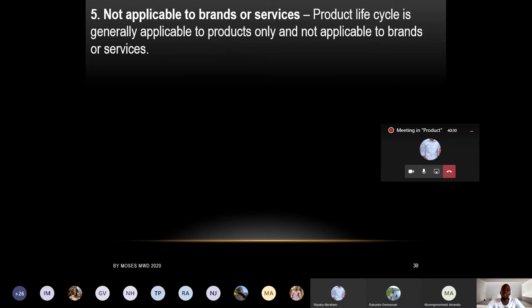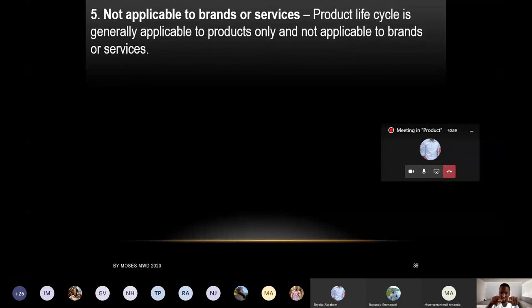So brands, mostly the multinational companies, most of the time the product life cycle doesn't work on them. You find out that even in the introduction stage, they can still make more sales, rapid ones. And actually, they don't even spend a lot of time in the introduction stage. They just start selling more right away.